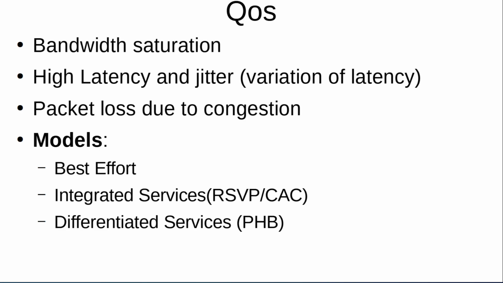For instance, best effort means not implementing any quality of service protocol, but if, for instance, you have bandwidth saturation, you just go and buy more bandwidth, and if you have congestion, just go and buy faster hardware. But if you cannot do that, you can choose the integrated services model that involves the configuration of the resource reservation protocol. Or you can choose the differentiated services model, which is what we're going to talk about here.